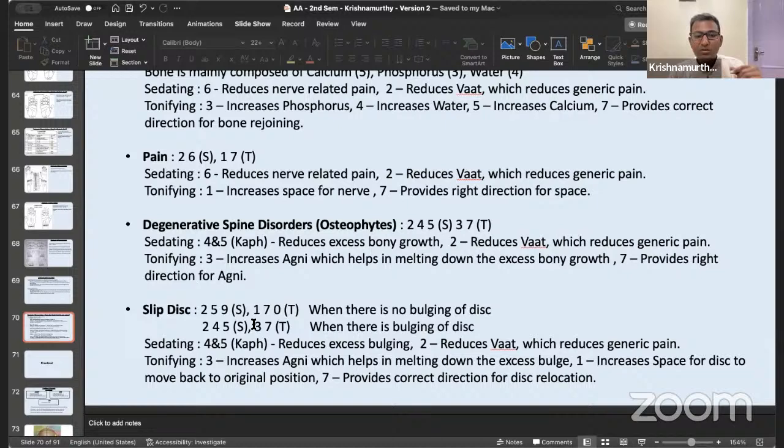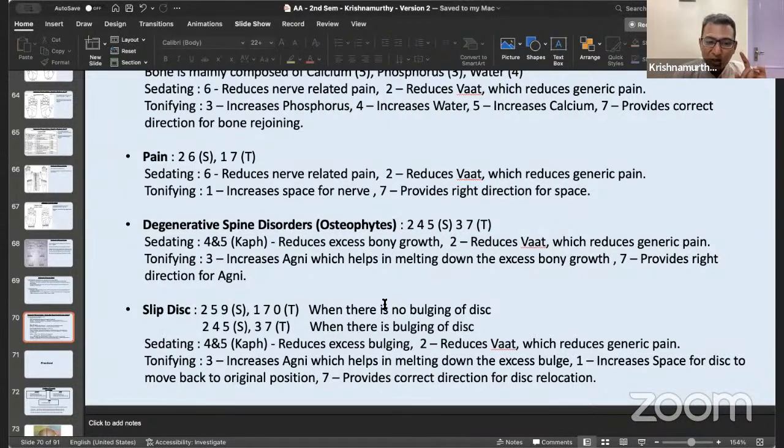Sir, can we add 1 also in this 4, 5 in cuff sedating? No. See, sedating. Now you have to increase a little bit of space so that the pain is reduced. Since the bulging has increased, we can reduce that. We are talking about the disc now, using the disc chart. There is a specific reason why 1 is not used when there is bulging. But when there is no bulging, all the 10 elements need not be used in all situations.